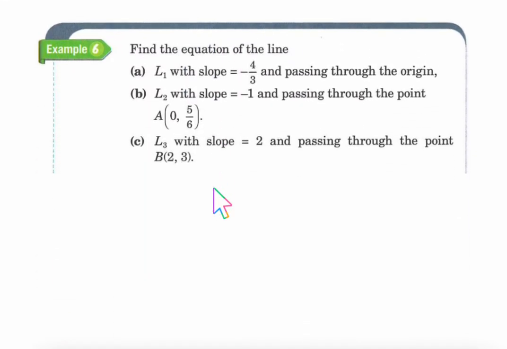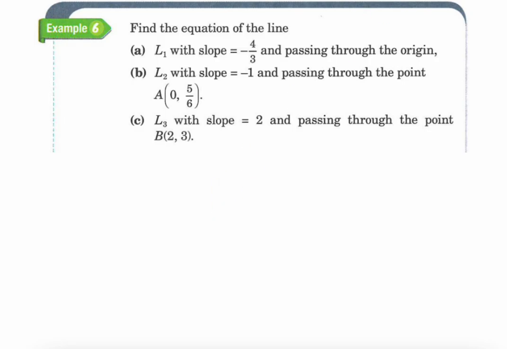Okay, so let's go ahead and practice how we can utilize that slope-intercept form. Here's example 6 from your book. It asks you to find the equation of the line L1 when you're given the slope and the information that it's passing through the origin. For B, they want you to find the equation of the line when it's passing through that particular point and has a slope of -1. For C, find the equation of the line L3 when it has a slope of 2 and it passes through the point (2, 3). Go ahead and pause the video and try it on your own first.